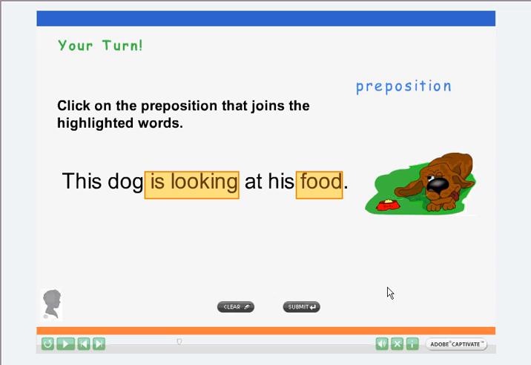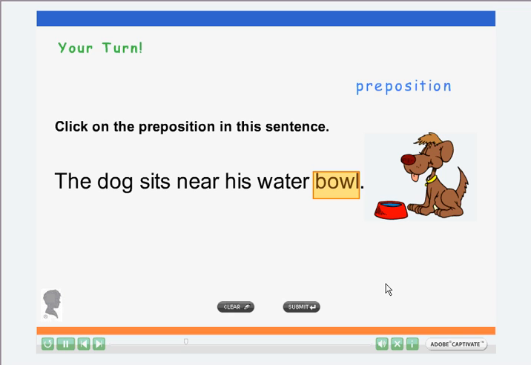Here is another one for you to try. The dog is looking at his food. The noun food and the word in relationship to it are highlighted. Click on the preposition. Now try this sentence. The dog sits near his water bowl. This time, only the noun bowl is highlighted. Click on the preposition that relates it to the rest of the sentence.